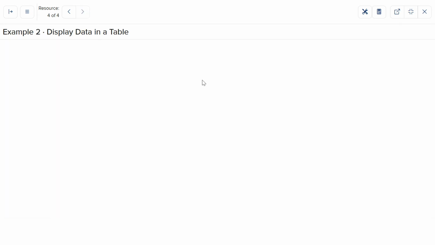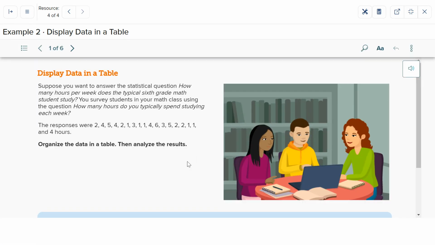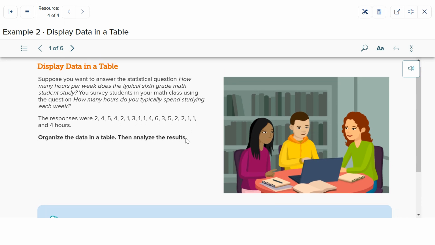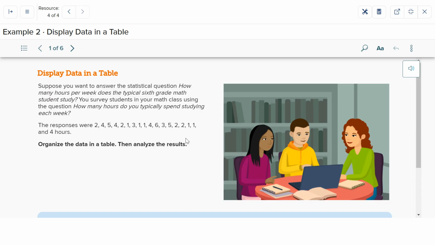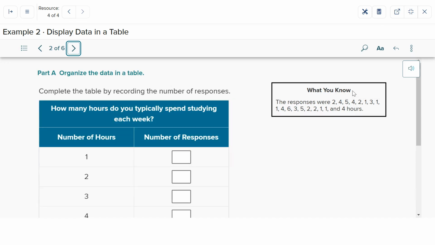So let's look at example 2. You're going to need to fill in this table yourself as we go here. So suppose you want to answer the statistical question, how many hours per week does the typical 6th grade math student study? You survey students in your math class using the question, and then the responses were 2, 4, 5, 4, 2, 1, 3, 1, 1, 4, 6, 3, 5, 2, 2, 1, 1, and 4 hours. So just each person gave their own number of hours. Organize the data in the table and then analyze the results. So here are our responses here. We're pretending that you asked all your classmates and this is what they said.